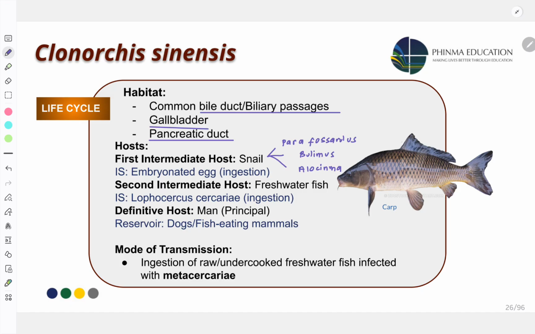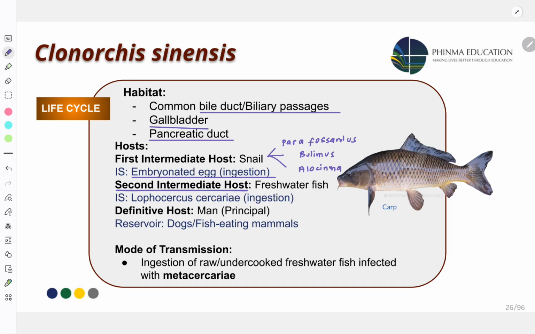No, so life cycle, the infective stage for your first intermediate host is the embryonated egg. So this is via ingestion, no? So not via the miracidium. So the same with your Dicrocoelium, ma-ingest sa first intermediate host ang ova before siya mahimong miracidia.